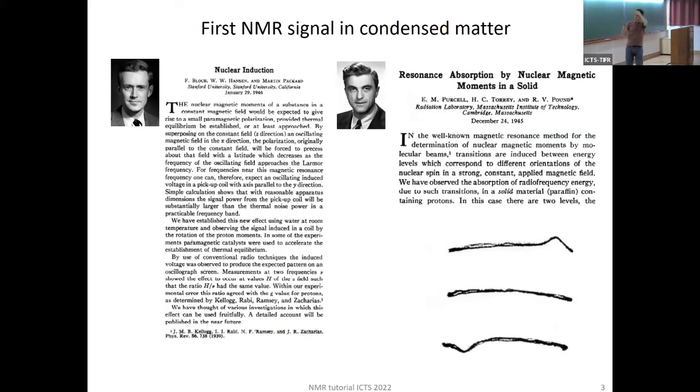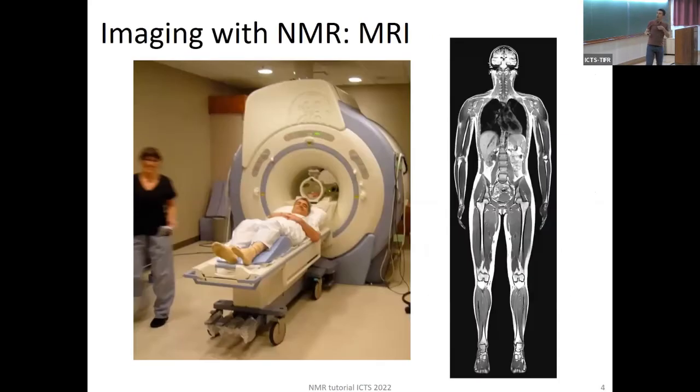This is historical, the paper of Bloch and Purcell, the discovery of NMR. Just to mention the date, it's 46, 45, right after the war, because you needed the development of radio frequency technologies to be able to do NMR in a standard way. This is MRI, as you know it. I hope you don't know it too much, but it's basically an NMR spectrometer.